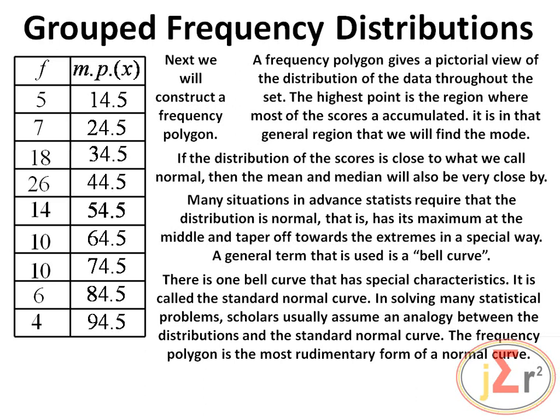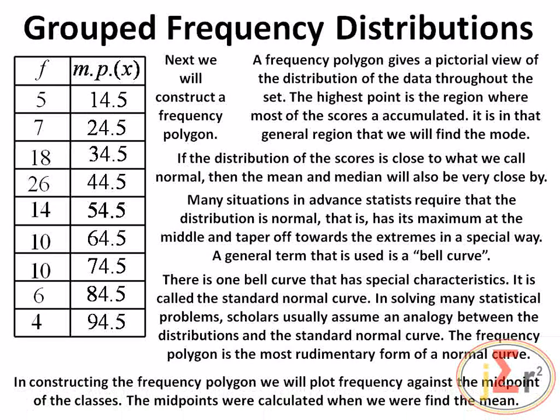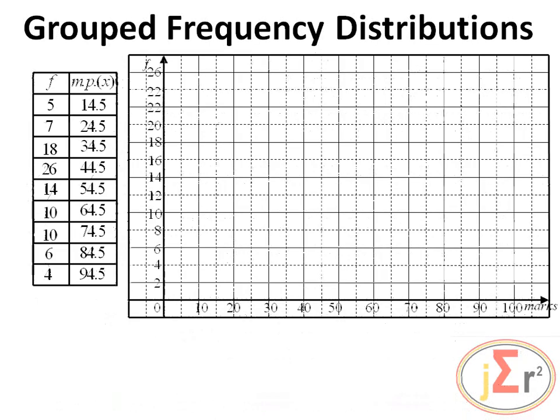So all we need to do now is to construct our frequency polygon, because that's the most basic form of the normal curve. In constructing the frequency polygon, we will plot frequency against the midpoint of the classes. The midpoints were calculated when we were finding the mean, if you remember. And of course, we have them right there. So we're going to just plot the midpoint with the frequency. So 14.5 will go with 5. So for the x value, or the max value, we have 14.5 and the height will be 5.